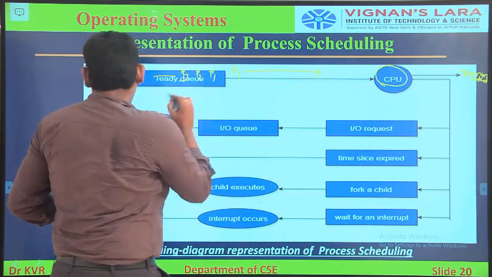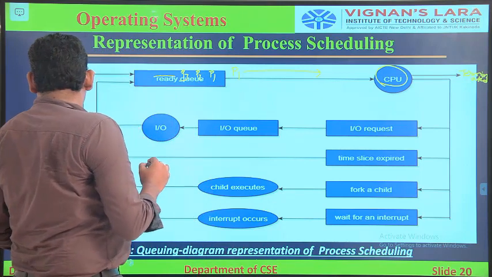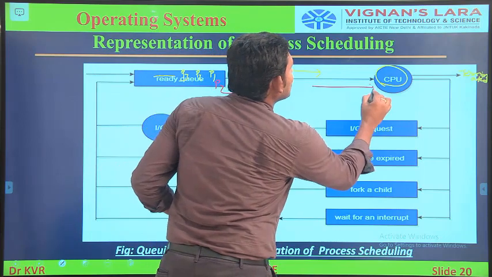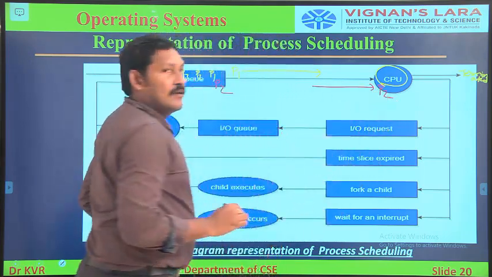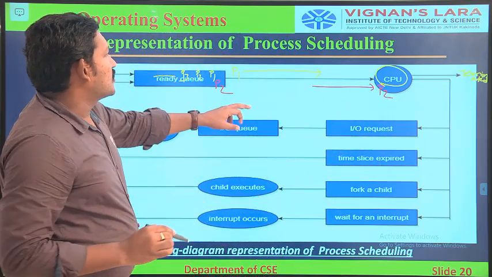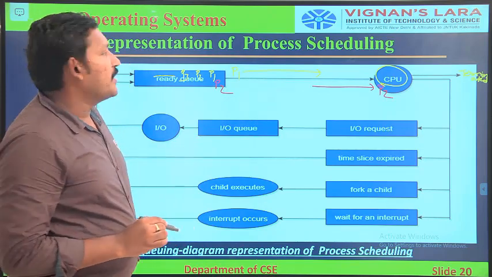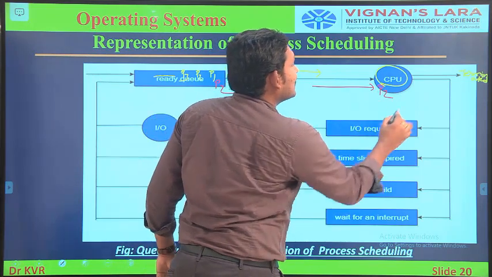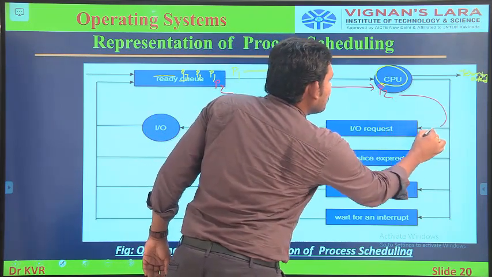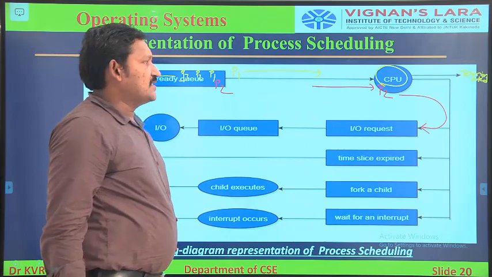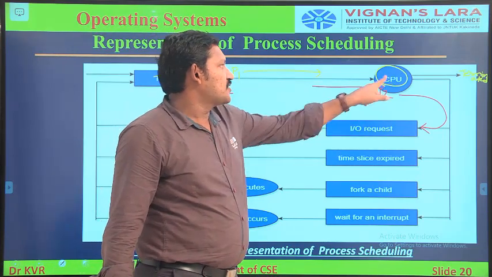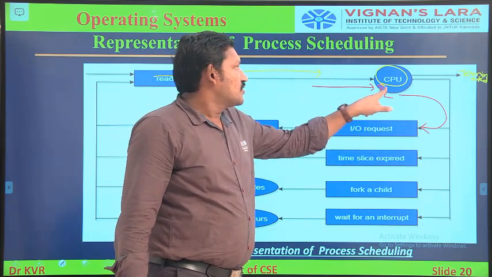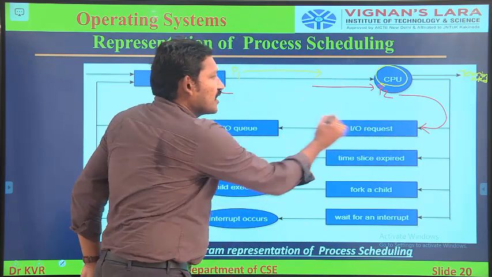Next, another process. Let us suppose P2. P2 was given to the CPU. So the CPU is executing process P2. Meanwhile, P2 has to perform some IO request. At that time, the process P2 will be sent for the IO request.